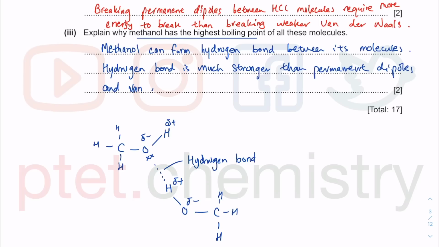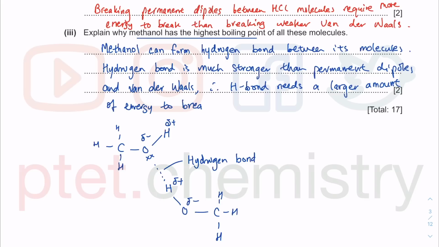So we require a lot more energy to break. Therefore, the H bond or hydrogen bond requires a much larger amount of energy to break. Do you need to show the diagram here? No, you do not, because the question didn't ask.